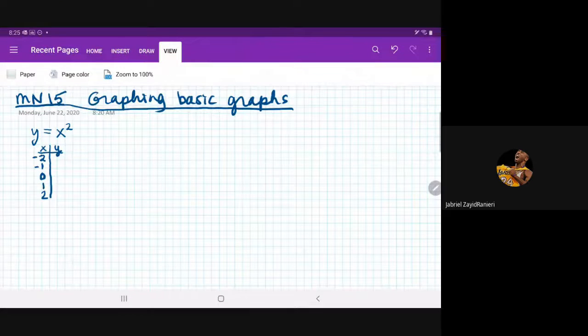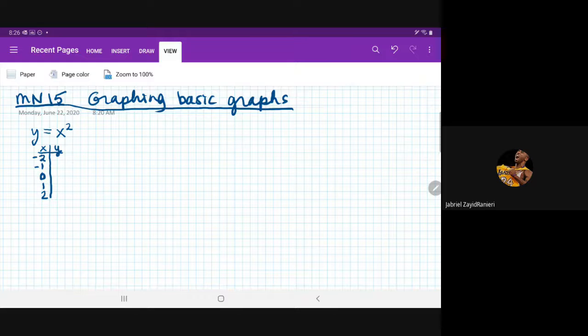Okay, so today we're doing Math Notes 15, graphing basic graphs. And we need this lesson in order to do future lessons. We're going to be graphing lines and other shapes. So today we're not going to graph lines. Today we're going to graph a few different shapes. So I'm going to show you what they look like.